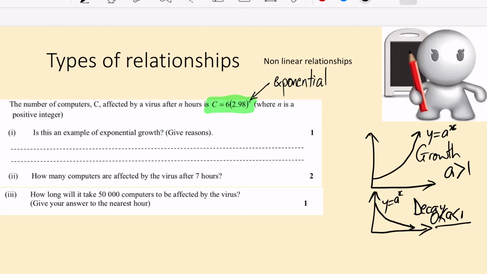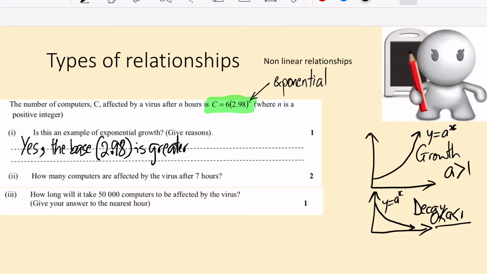So hopefully, just by knowing these few little things within this topic, you should be able to navigate your way around it. Let's have a quick look at our first question. Is this an example of exponential growth, and give reasons? Well, obviously, yes it is. And what's the reason? Well, the base, in this case, we're just going to put the base in brackets. So the base, which is 2.98, is greater than 1. And that's a great answer.